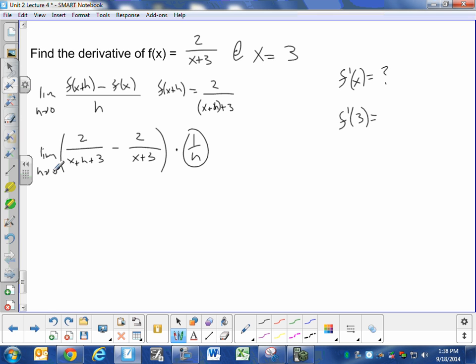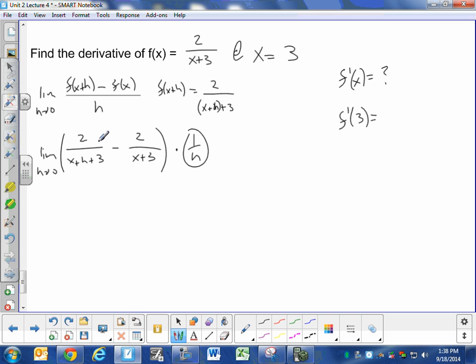Now, I can't plug in 0. If I plug in 0, I get 2 over x plus 3 minus 2 over x plus 3, that's 0. This would be times 1 over 0. 0 over 0, undefined, fail. I need to simplify. To simplify, I need a common denominator.